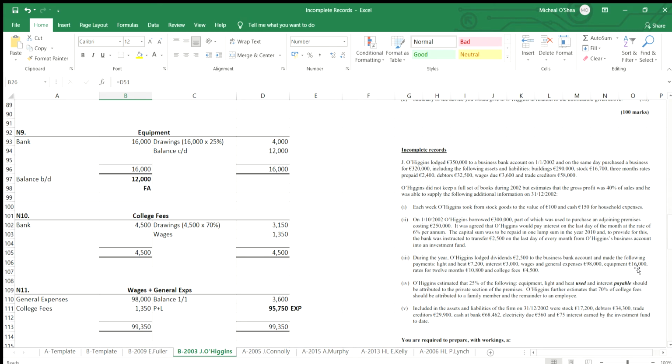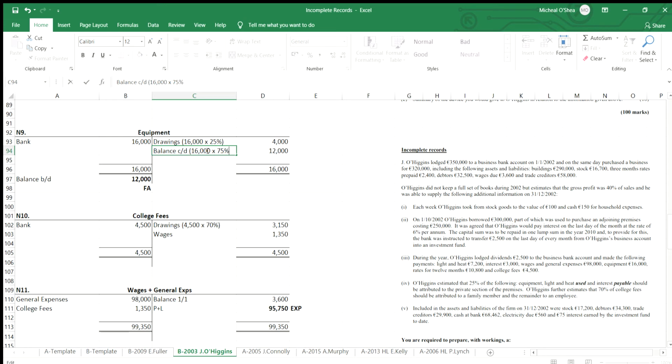We're told, where are we told again for the, yes, down here. So 25% of equipment is for private use. So 25% of equipment was used by the, again, for private use, so for drawings. So my equipment that I paid for is 16,000. I'm going to show that then on the debit side. And 25% of it was for private use. So 25% of it again is drawings. And obviously the remaining 16,000 by 75%.